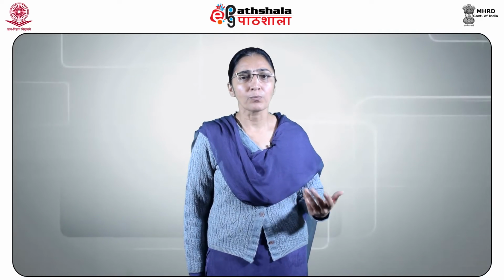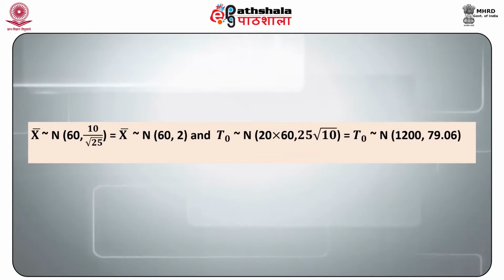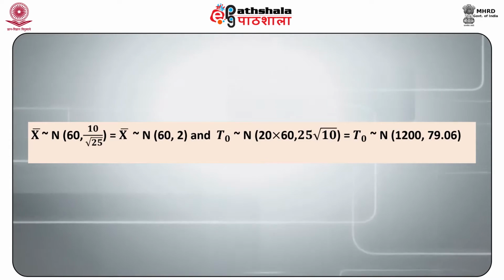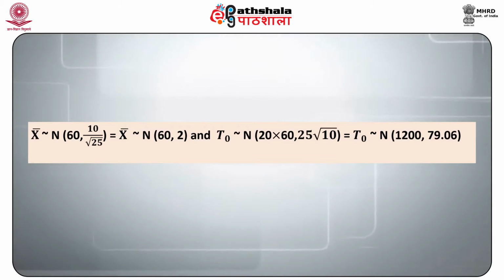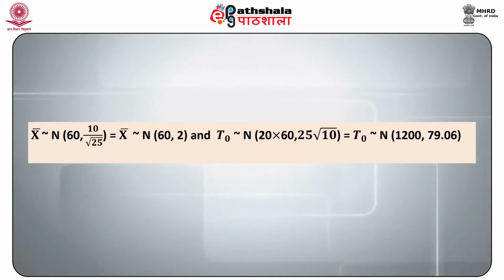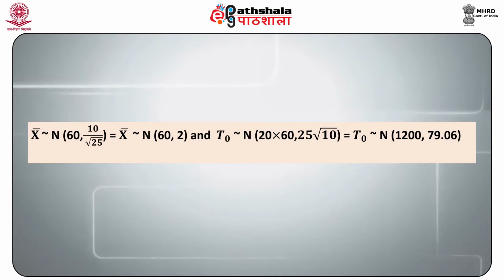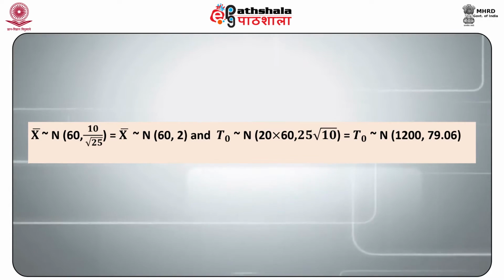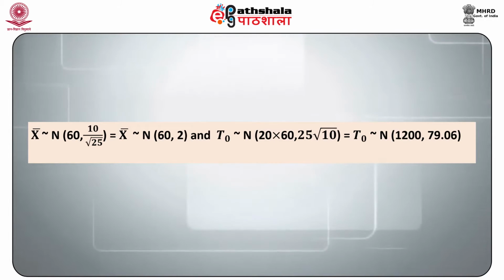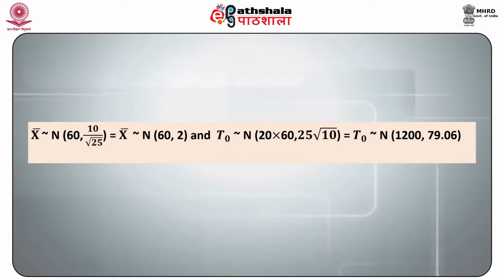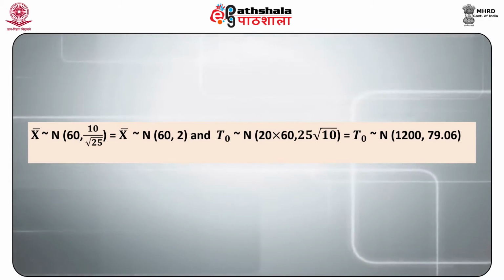1431.5 and 1549.5 grams. Based on the properties of sampling distribution of sample means and sample totals, we know that x bar tends to N(60, 100/25), that is, x bar tends to N(60, 4), and T0 tends to N(25 × 60, 25 × 100), or T0 tends to N(1500, 2500).